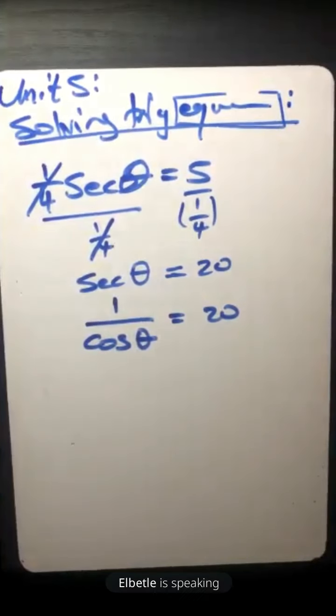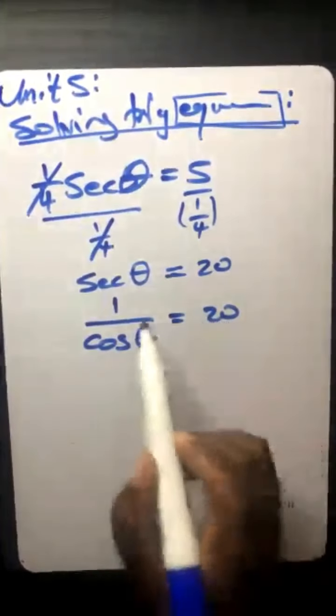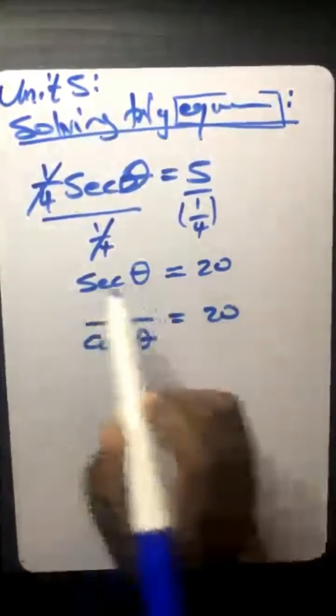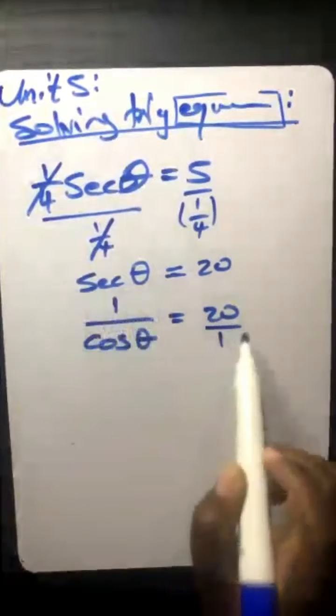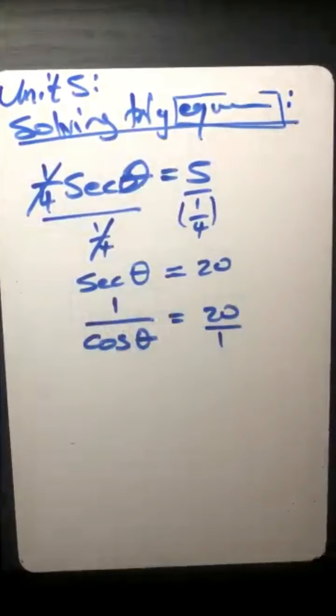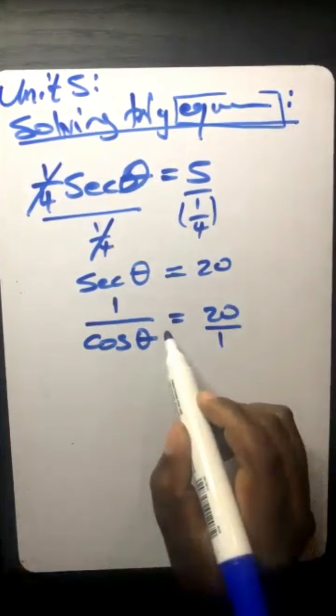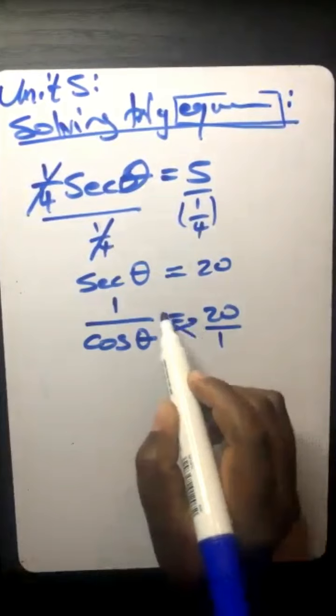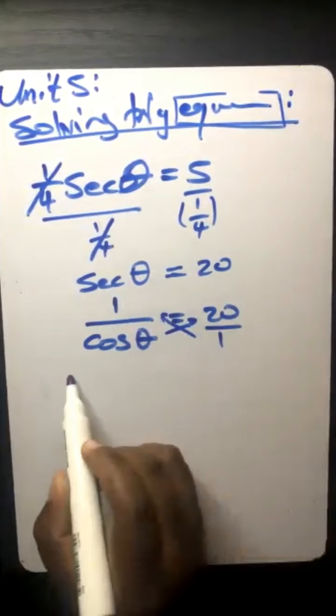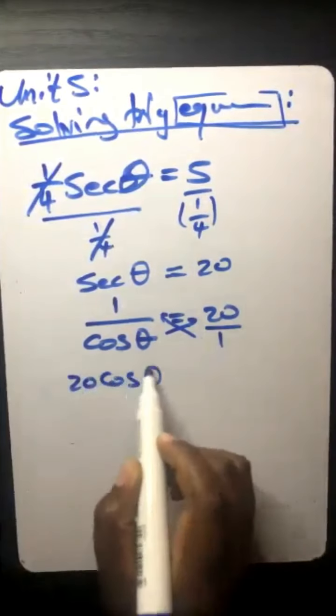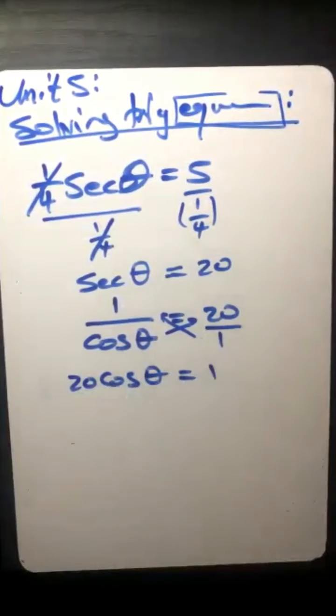Yeah, just continue. Remember, on this side you have a fraction. Do you remember that when you have a fraction there, you can also fractionalize the one on the right? So you did that so that you can cross multiply. When you cross multiply, what do you have? You have 20 cos angle, which is equal to 1. Do you agree? Yes, sir. So you can easily solve this one, isn't it?